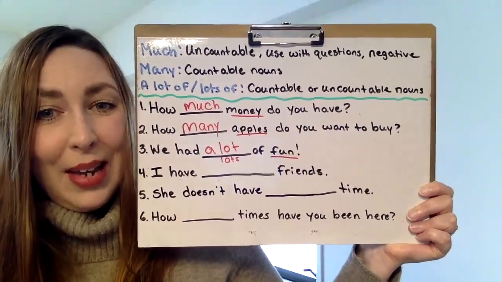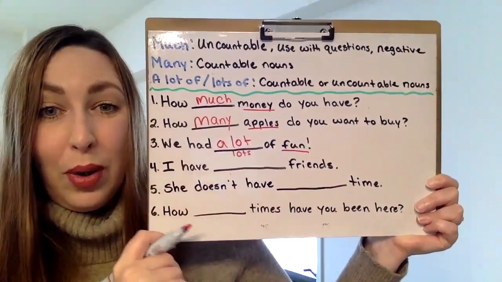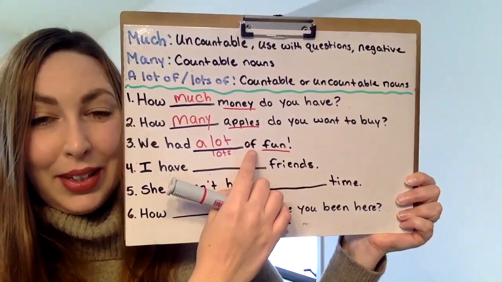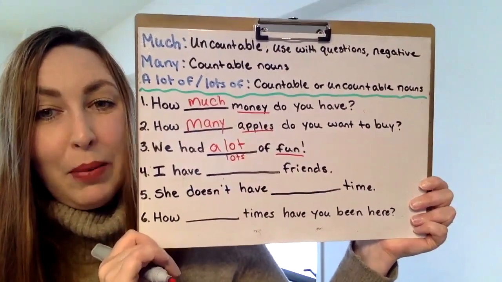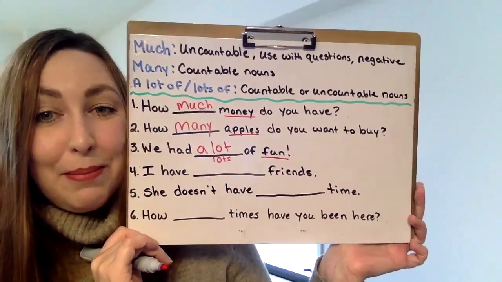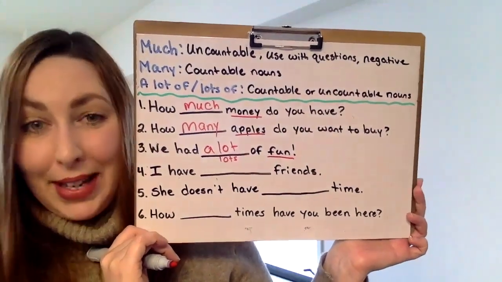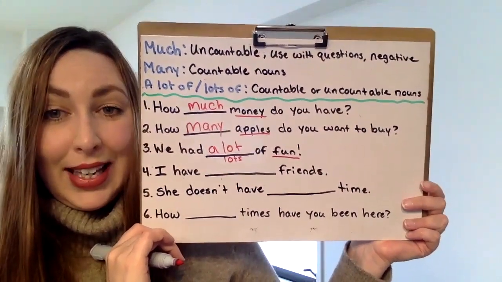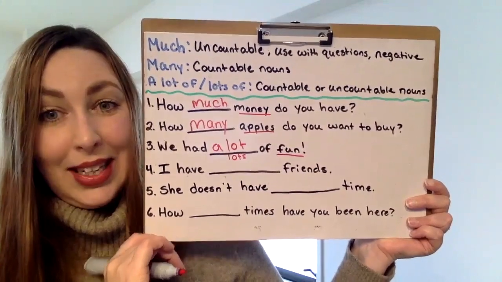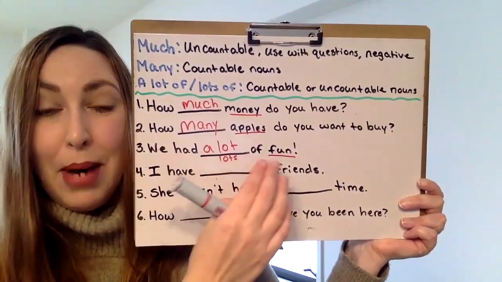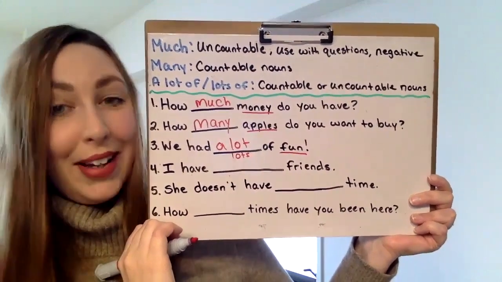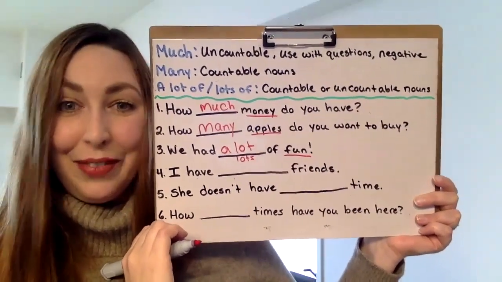Okay, we cannot say we had much fun or many fun. I kind of gave you a hint here because the word of is here, but we wouldn't be able to say I had much fun or we had many fun. So many is only for countable nouns. Again, much is not used in the affirmative. We had much fun sounds a little bit strange. So we had a lot of fun or we had lots of fun.